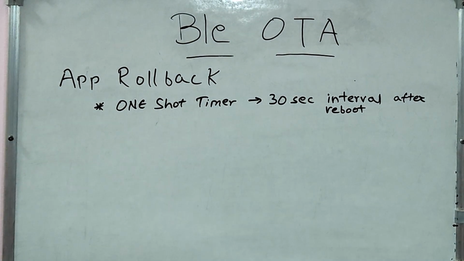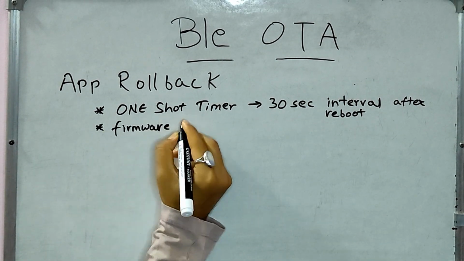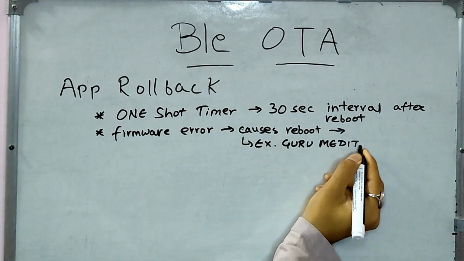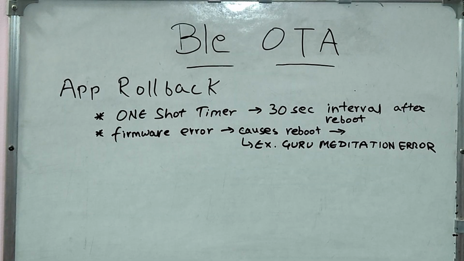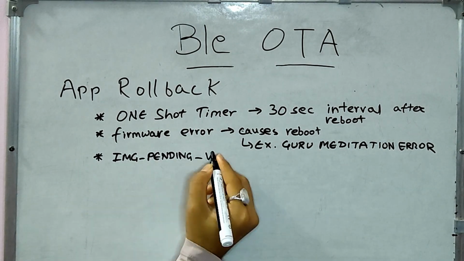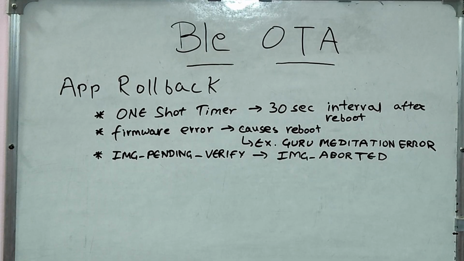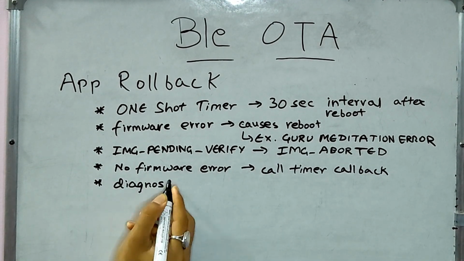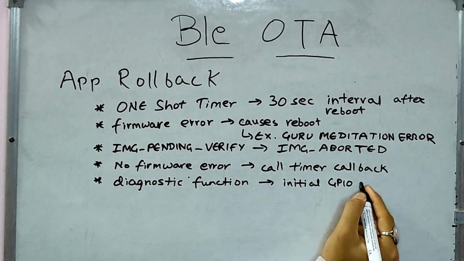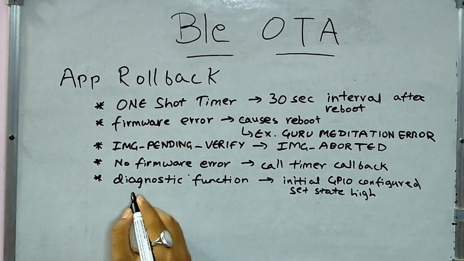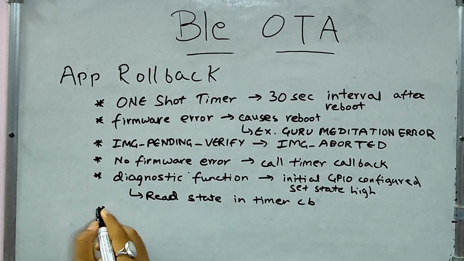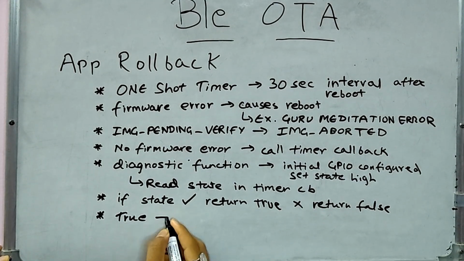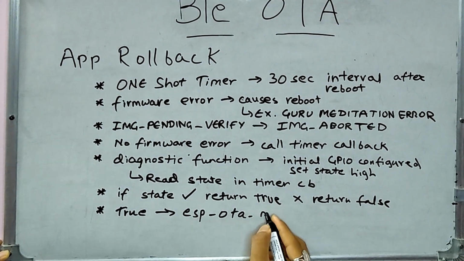So after updating, we let the new firmware run for 30 seconds. If it panics or crashes before that, like our Guru Meditation here, our firmware state will change to aborted and we will roll back to the previous version. But if it runs stably for 30 seconds, we perform a simple diagnostic like reading a GPIO pin that we will initialize in the app. If that diagnostic passes, we mark the firmware as valid. If not, or if the app crashes before that, the bootloader automatically rolls back.